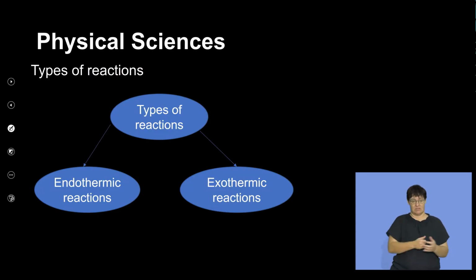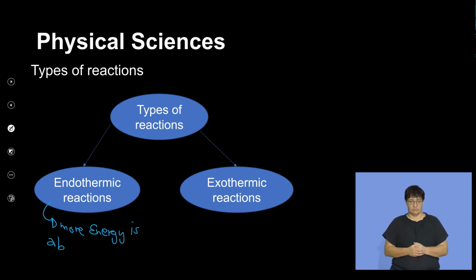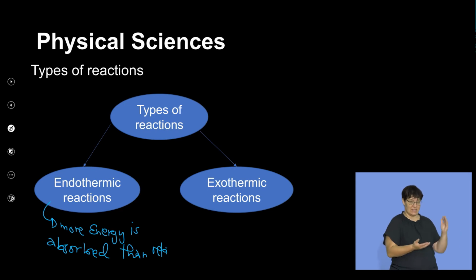Right. So the two broad types of reaction are endothermic, in which more energy is absorbed than released. Okay. What we're simply trying to say here is that in an endothermic reaction, there is both absorption and release of energy, but more will actually be absorbed in comparison to what is released when new bonds are formed.